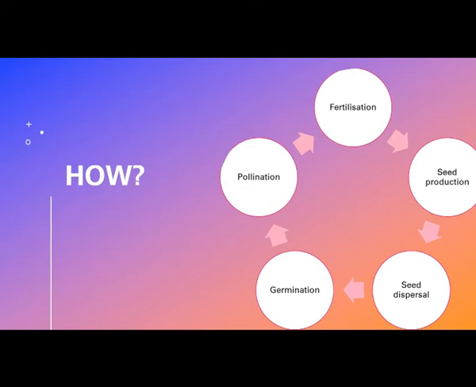And now the plant already has the seeds, and the seeds need to be scattered. The seeds need to be dispersed from the parent plant. After the seeds are dispersed, it will go to the next stage. It is the germination. So the seeds will grow into a young plant, and then the young plant will grow into the adult plant and it's ready for the pollination, back again to the fertilization, then to the seed production, back again to the seed dispersal, and back again to the germination. So this is how they create the life cycle of a flowering plant.